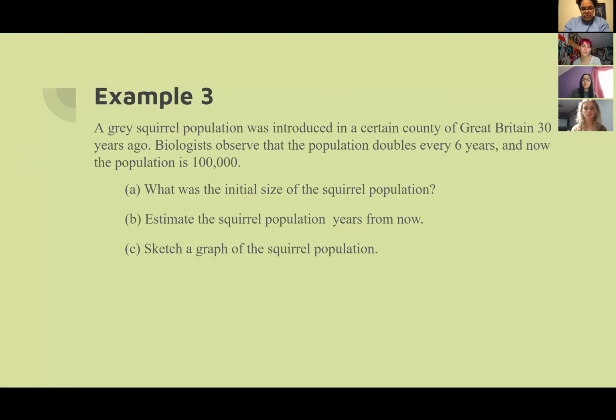Example 3. This is an example you guys would work on. So let's go over it. A gray squirrel population was introduced in a certain county of Great Britain 30 years ago. Biologists observed that the population doubles every 6 years. And now the population is 100,000. So first step would be, what was the initial size of the squirrel population? The second one would be estimate the squirrel population 10 years from now. And the third step would be sketch a graph of the squirrel population. So we'll give you a couple minutes to work on this example.